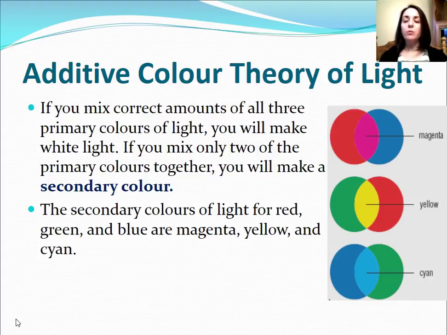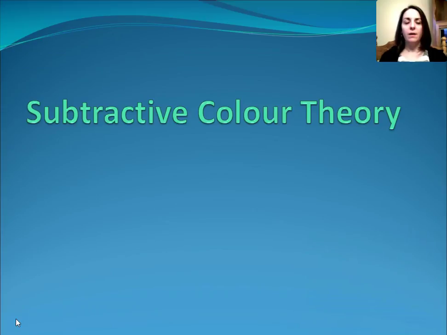If you mix red light and blue light, you will see magenta light. If you mix green light and red light, you'll make yellow. And if you mix blue and green, you will make cyan. So that's pretty much what you need to know about the additive color theory. And we'll do some investigating with that in class. And so now we're going to move on to the subtractive color theory of light.